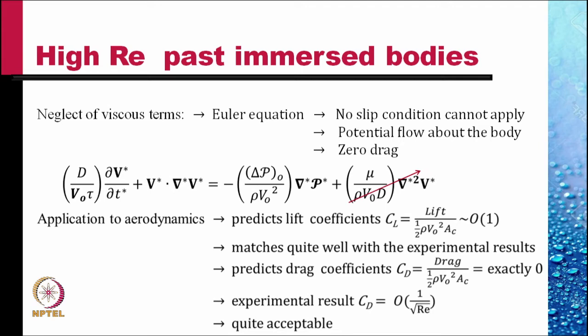Since the experimentally obtained drag coefficient is of the order of 1 over the square root of Reynolds number, this is quite an acceptable result. And therefore, the Euler equation is applied routinely to obtain first estimates in aerodynamics.